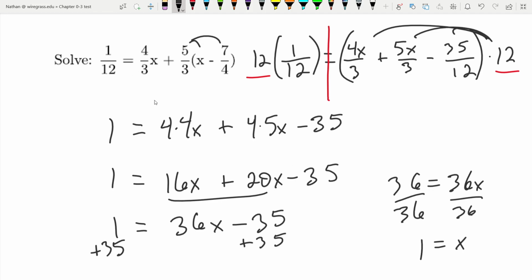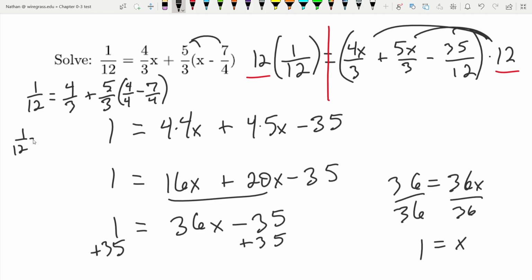Now we can, of course, test that. Plugging that into here, into the original equation, that's going to give us 1 over 12 equals 4/3, right? Because it's just times by 1, so it's not going to change anything. 5/3, then we get 1 minus 7/4. So 1 minus 7/4, this is going to really be written as 4 over 4 minus 7 over 4. And that way we have common denominators, and we can combine those. So 4 minus 7 is negative 3.